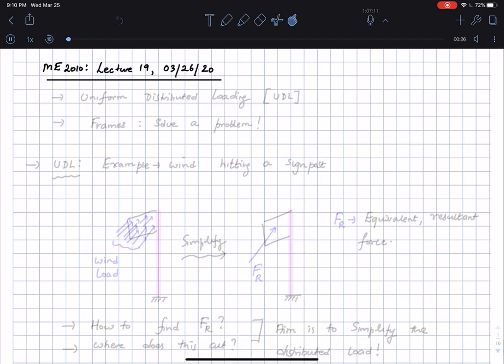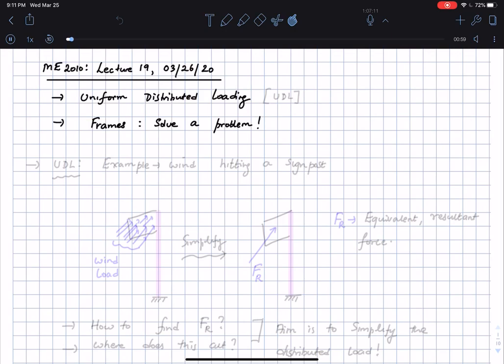Okay. So the agenda for today is we will be looking at uniform distributed loading, and then we will be looking at frames. In this we will be solving a problem, and that's the best way to learn about frames. Alright, so we go to uniform distributed loading.